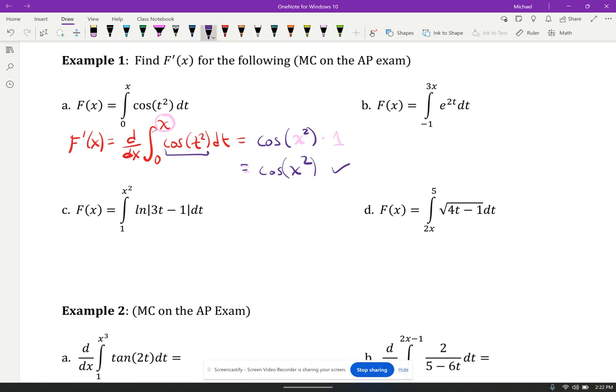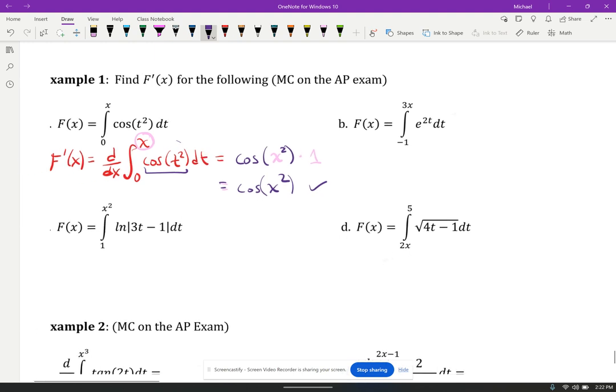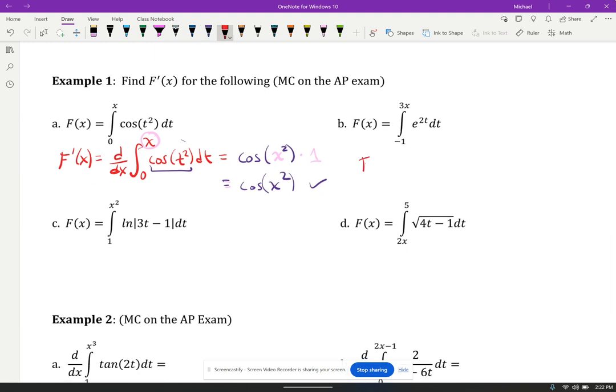It's that simple. The derivative and the integral are going to cancel each other out. They're going to undo each other, and I'm just left with the function that we were trying to integrate to begin with. Okay, that's it. We're done. Part B. Can I find the derivative of capital F if I'm taking the derivative of this integral?